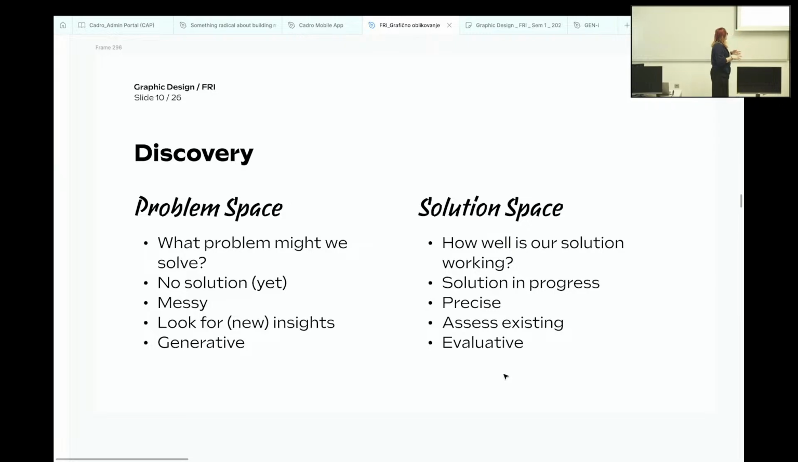Well, in problem space, we don't have a solution yet. We're discovering the problem. It's messy. We're looking at different things. We're looking for new insights, and it's generative because we are producing stuff.